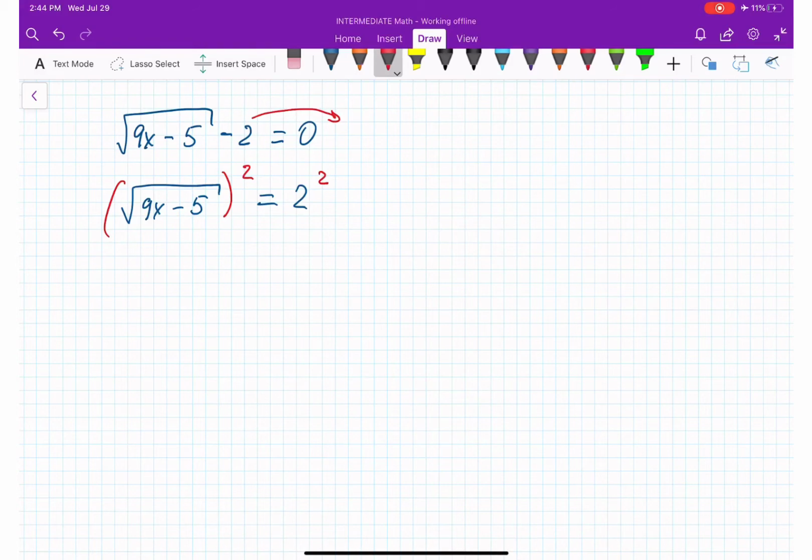Okay, what do we get? 9x minus 5 comes out clean. And here I get 4. So 9x is equal to 9. Negative 5 moving to this side will be positive 9. And x is equal to 1. Okay. Next one.